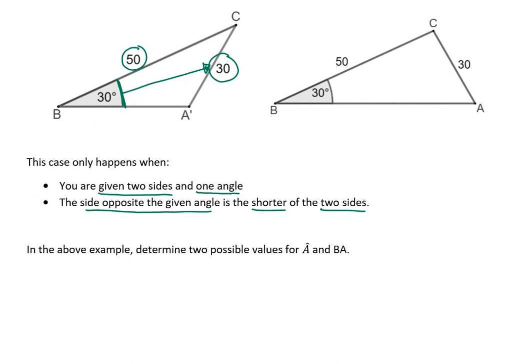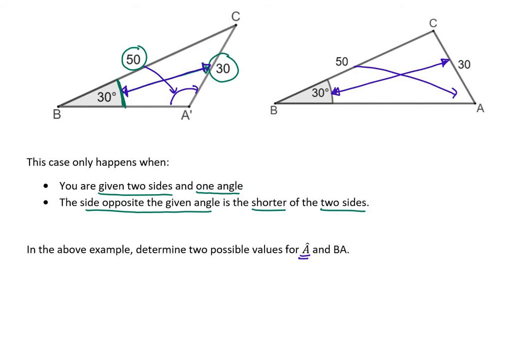So in the above example now, we're going to determine two possible values for angle A and then two possible values for side BA. So there's angle A. Now immediately I have a pair because I have 30 degrees and I have the side opposite it, and that's true in both triangles. So I'm thinking this looks like a good case of the sine rule. I also have 50 and I'm looking for the angle opposite the 50 in both triangles. So the solution in both triangles doesn't look any different.